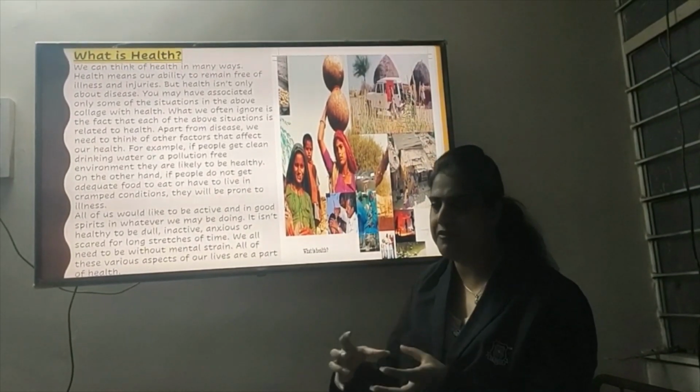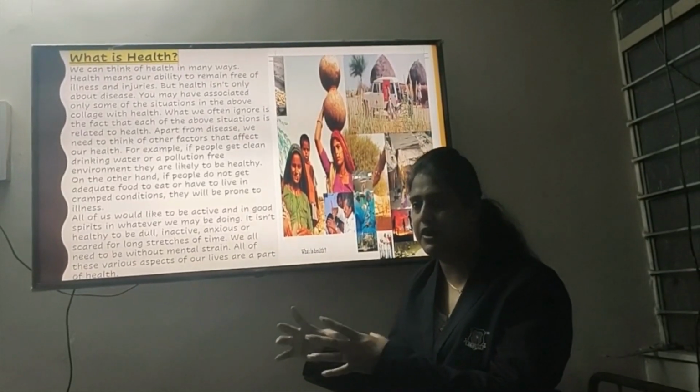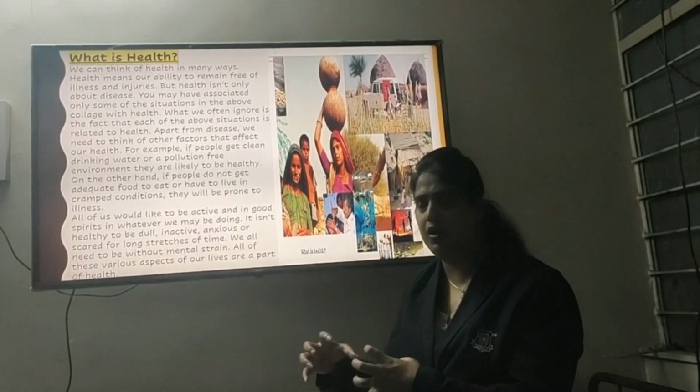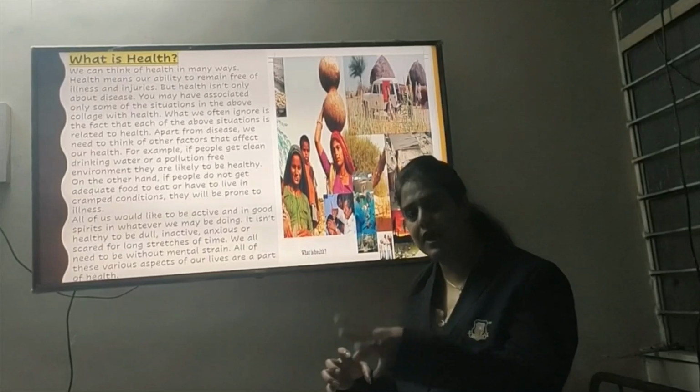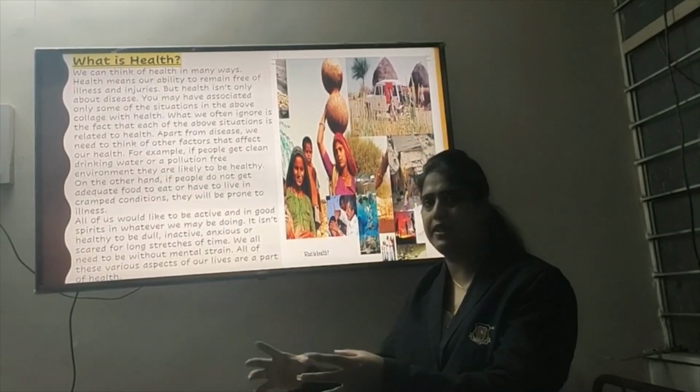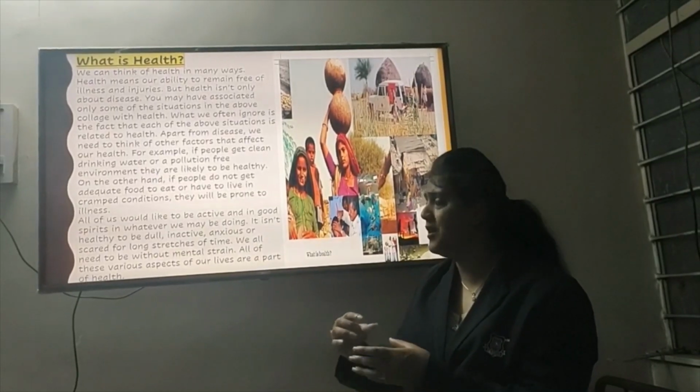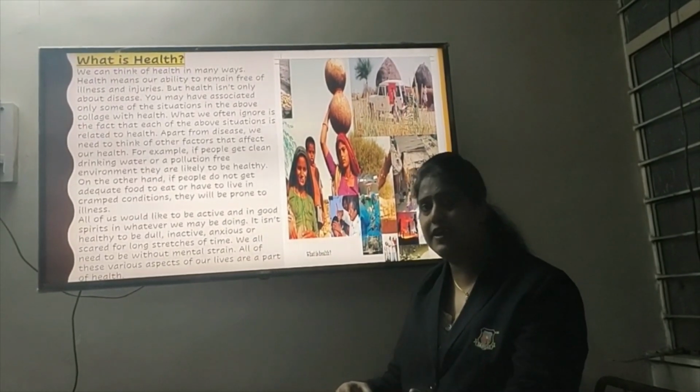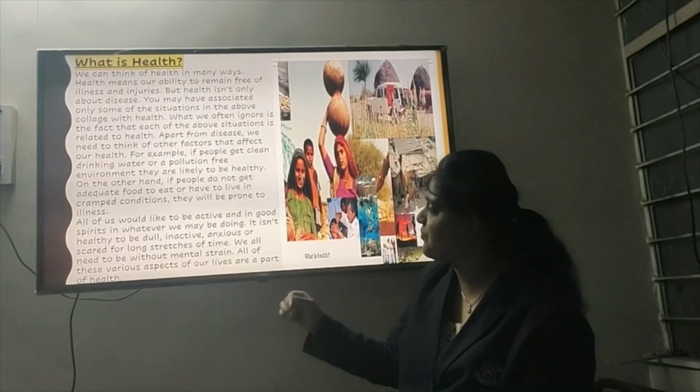For example, if a family is living in a slum area, the house is very small. So the members of the family live together in a cramped way. There is no extra space. So if one gets ill, the other gets ill simultaneously.